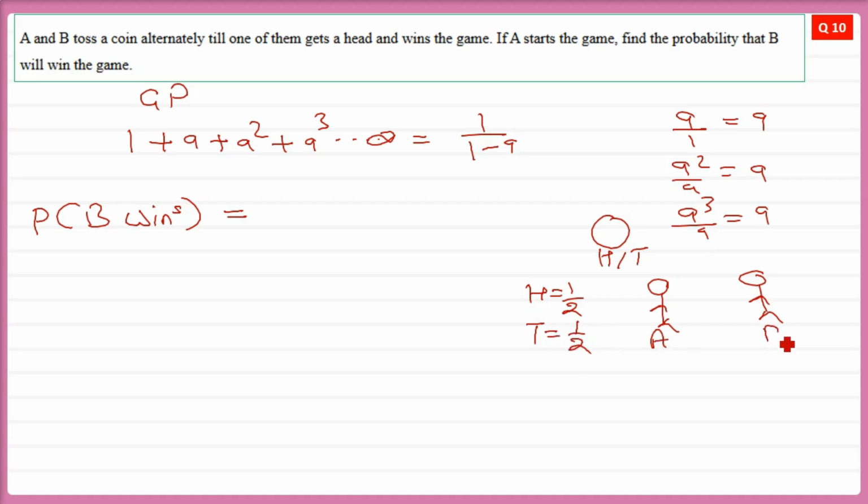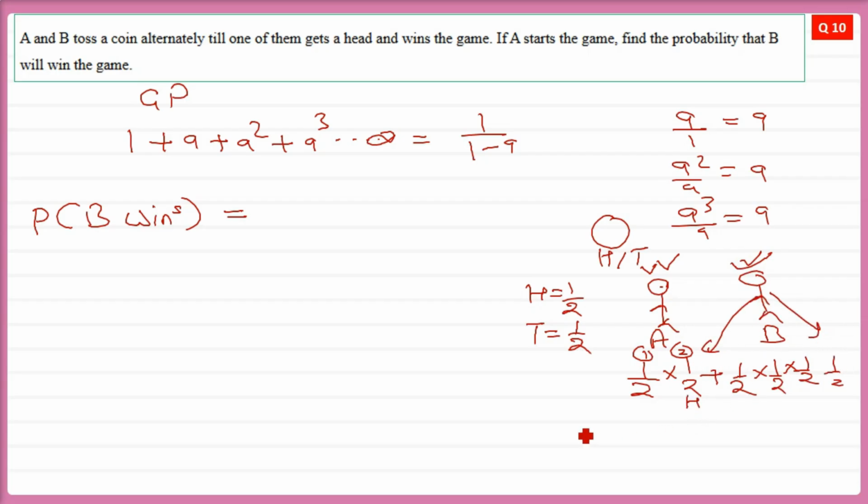Now when A starts, what will happen? It's clearly given that A is going to start the game, but B has to win. That means A has to fail. So A's tail probability is half. The probability of B passing is again half, because head is half. So the first case: A tails, B head, A fails and B wins. Now second time what can happen? A tail, B tail, A tail, then B head. Then B will win. All the first 3 should be tails. So half, half, half, and then half, that is A, B, A, then B. B is winning here. Now there is a third case and it goes on and on.